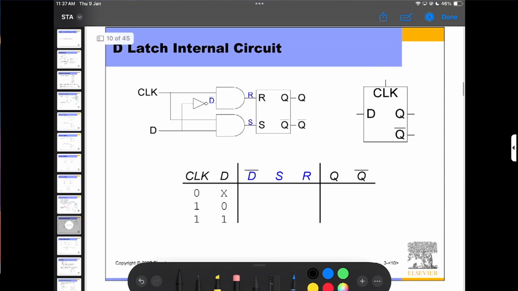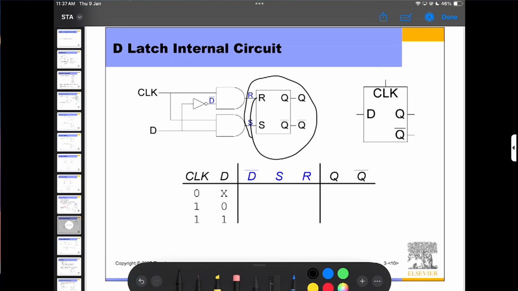And this is actually basically the SR latch, and how do we make a D latch circuit by using the SR latch? Basically, we can make this circuit using the excitation table and the truth table of the latch.